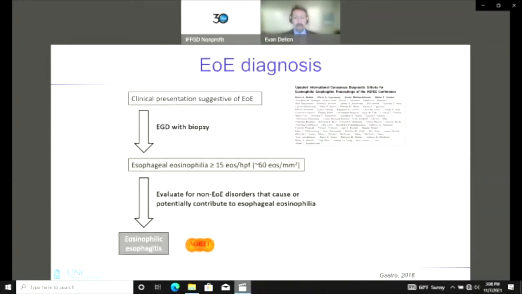So when we think about the diagnosis, we put all of that together. We have the clinical symptoms here that are suggestive of EoE. We do the endoscopy with the findings. We see the biopsies and have to count at least 15 eosinophils to think about the diagnosis. And then we make sure that there's nothing else going on that could be responsible for eosinophils in the esophagus, and then we can make the diagnosis.